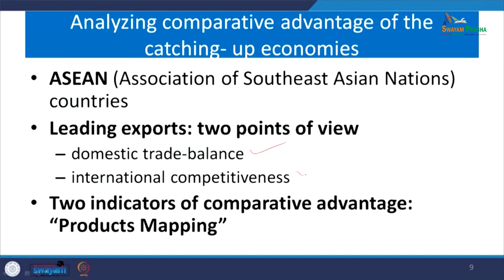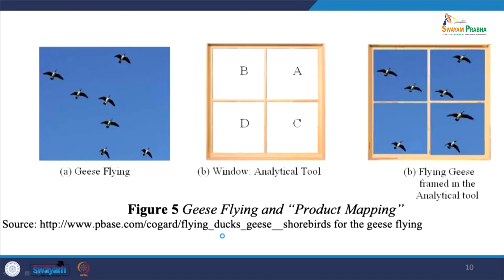So, therefore, our concern here is to understand what kind of comparative advantage they had in those periods. Many experts have analyzed this. There are two points of view to explain the ASEAN comparative advantage: the domestic trade balance perspective and the international competitiveness perspective. So, on these two fronts, let us understand the product mapping and tap the comparative advantage.